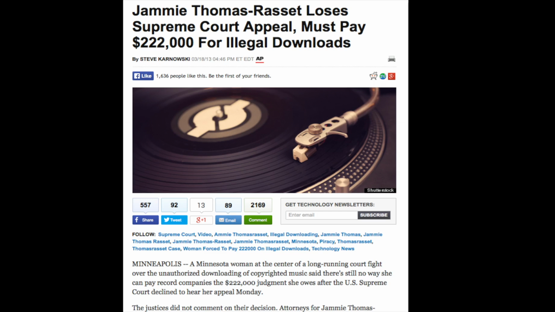Jamie Thomas Rasset was successfully sued by the music industry. She lost her case and was ruled to pay $222,000. Through her file sharing, they were able to find many songs, but they narrowed it down to 24 songs. This is just an example of how you can be charged with copyright infringement, and it can hurt your pockets a lot. There was also another case with a Boston student who had to pay $675,000 for the same offense.